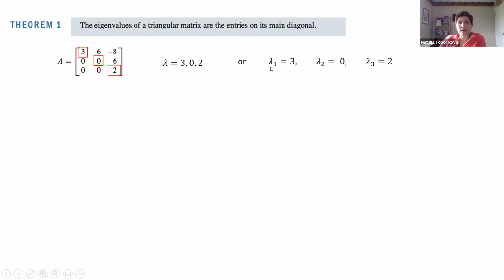Or sometimes we like to number the eigenvalues. So we can say that lambda 1 is equal to 3, lambda 2 is equal to 0, and lambda 3 is equal to 2. But again, it's just convenience to number them because we can then number the corresponding eigenvectors. But overall, it's a really fun thing to do. So if you can get your matrix to triangular form, finding the eigenvalues is really easy.